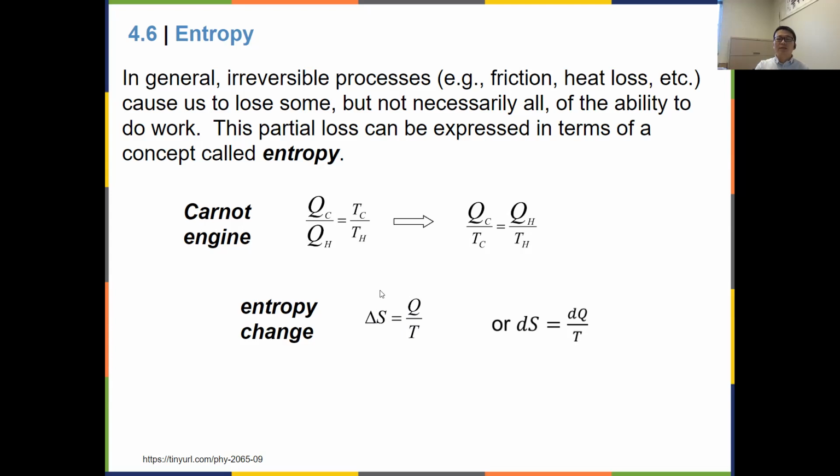In this case, delta S refers to the initial and final states. Now in differential form, if you do this slowly, the differential form will be dS equal to dQ over T. Okay. All right.